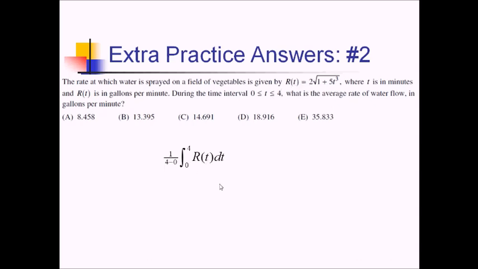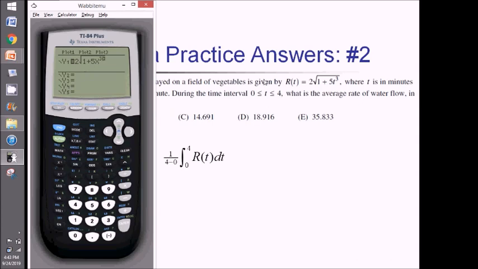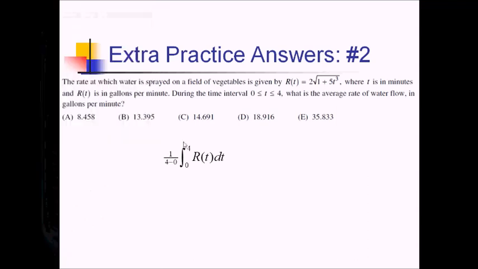And now it's time for the calculator. The first thing I'm going to do is put this R function in y1, just to make it a little easier to maneuver. And then I'll plug it into this integral. So I'm going to do fancy fraction 1 over 4 times the integral, so math 9, from 0 to 4. And then alpha trace to pull up y1, and then dx. Enter. Let's see what this comes out to. 14.691, and that'll be gallons per minute. So that's going to be choice C.